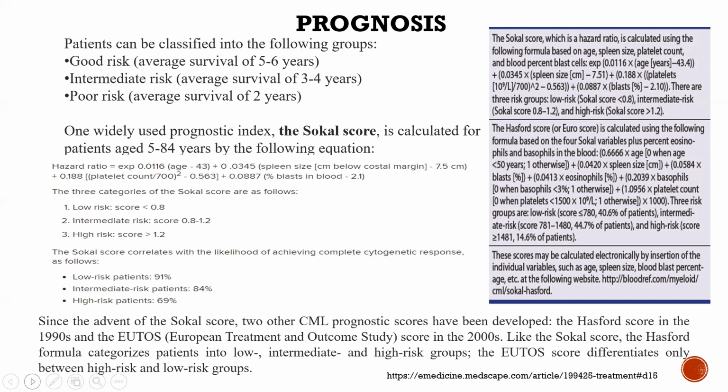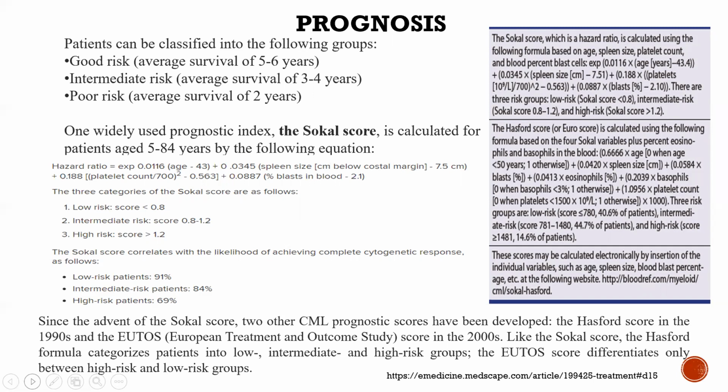Each risk group has a different average survival. So in the good risk group, the patient's predicted survival is 5 to 6 years. In poor risk, it's 2 years or less. One widely used prognostic index is the Sokal score, calculated for patients aged 5 to 84 years by the following equation. You can see its hazard ratio, and it correlates to these three groups of average survival risk patients.